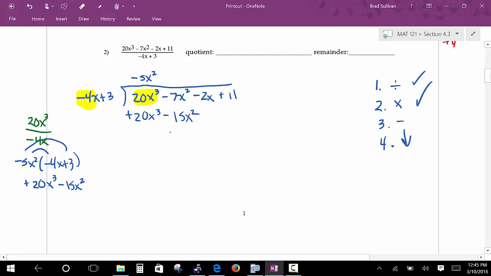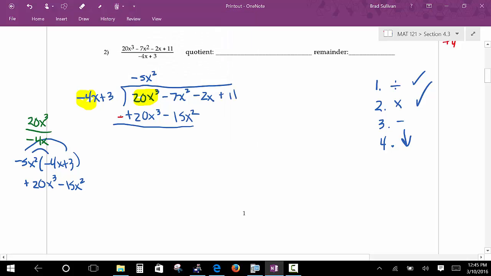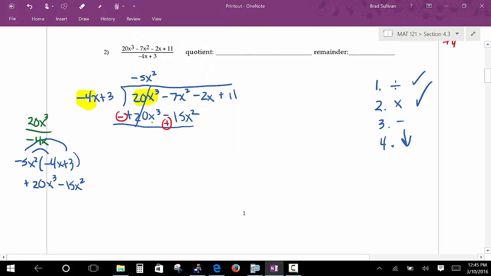Okay? All right, now we subtract. Now you can do subtraction in your head. I could care less as long as you get it right, okay? But I typically show this a lot to students because it does help some students: change the signs and add. That's what subtraction is anyway, right? So what you would do then is this would cancel out, so don't put anything there. Negative 7 plus 15 is going to be 8x to the second.